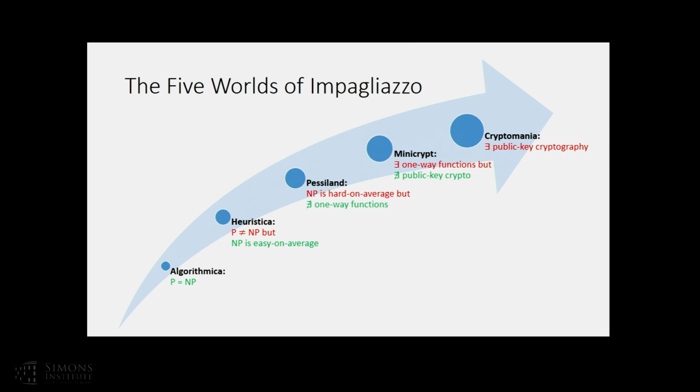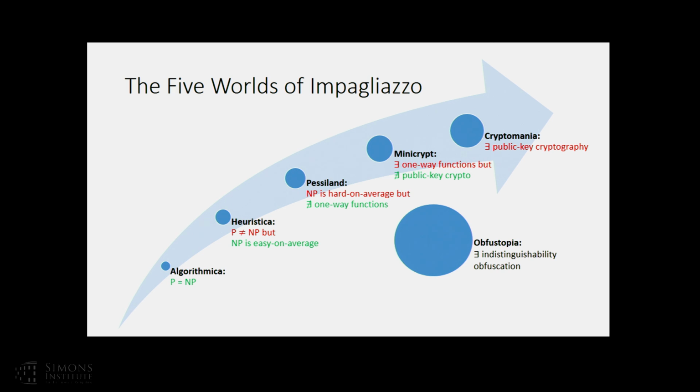We have Minicrypt, where we have one-way functions. We have private key encryption and stuff like that, but we don't have public key encryption. And we have Cryptomania, a world where we even have public key cryptography. And I think nowadays we can add a 6th world called Obfustopia, where we have this very heavy machinery, indistinguishability obfuscation. And so this is even higher than Cryptomania.